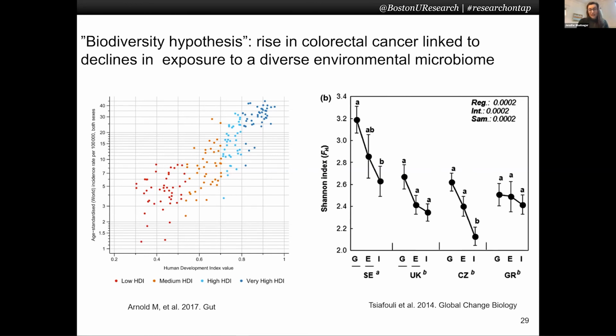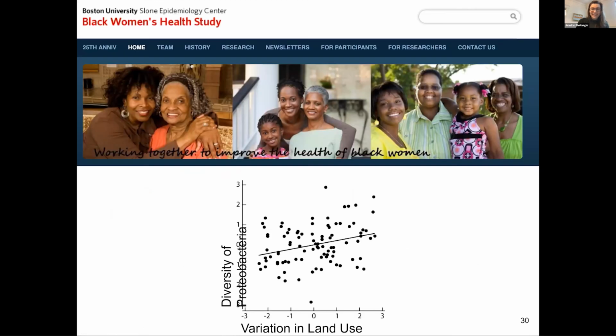So to address this question, next slide, our lab is hoping to work with the Black Women's Health Study. This is a great opportunity where we have wonderful data on disease incidence in women. And we want to link it to their environmental microbiome, where they live in the United States.